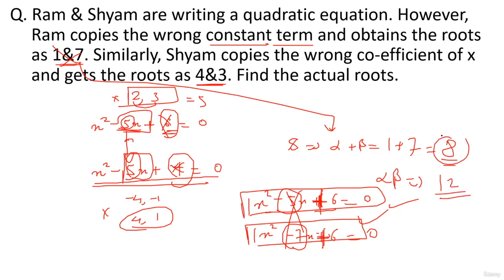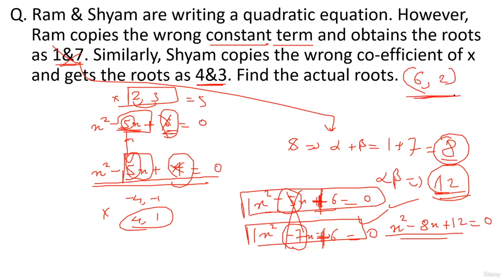So now you have the correct sum, you have the correct product of the roots. The actual correct equation will be x square minus sum into x plus the product is equal to 0, right? So what are the actual roots? Two numbers whose product is 12 and sum is minus 8. 6 and 2, negate the signs. That is the required answer.